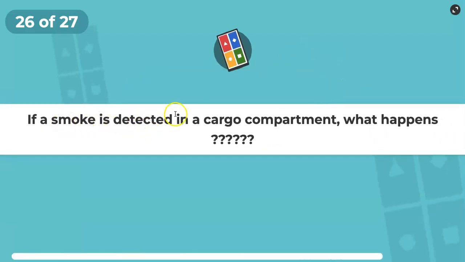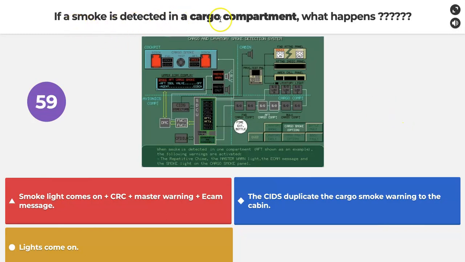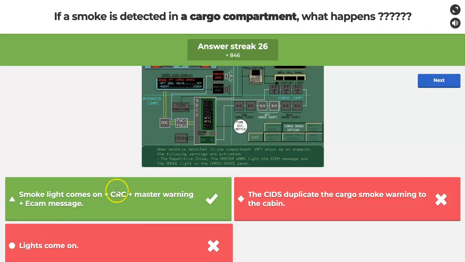If a smoke is detected in a cargo compartment, what happened? Smoke light comes on, plus continuous repetitive chime, plus master warning, plus ECAM message. The sets duplicate the cargo smoke warning to the cabin. The right answer is smoke lights come on, plus continuous repetitive chime, CRC, plus master warning, plus ECAM message. Okay.